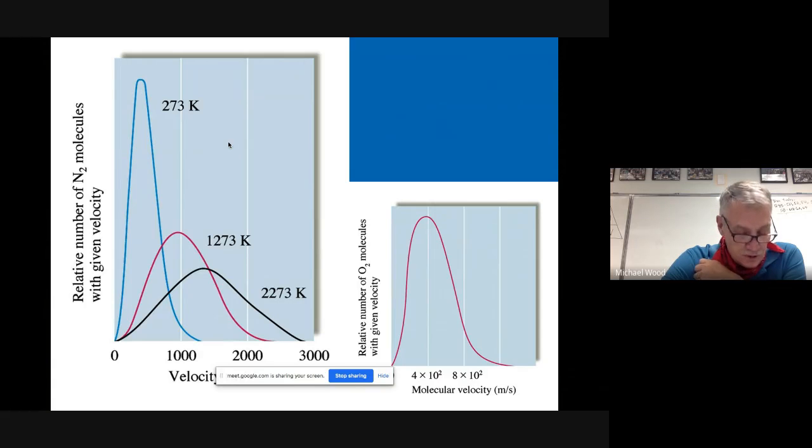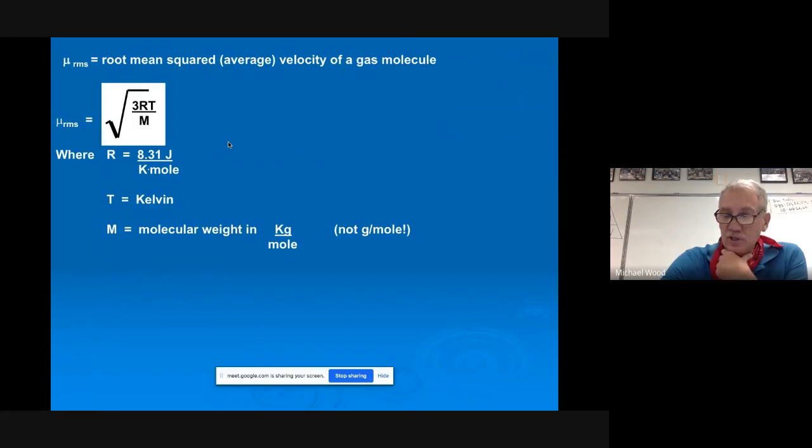Remember what we said too. If we have two different gases at the same temperature, they have the same kinetic energy. But if they're at the same temperature, the one that's smaller by molar mass would be moving faster. So, two items there.